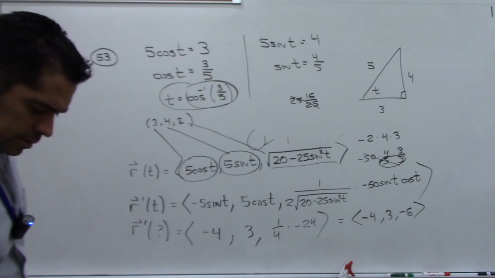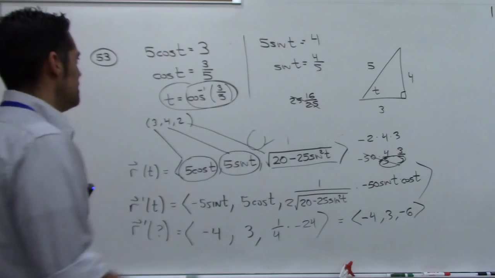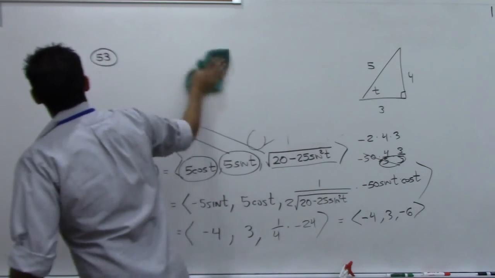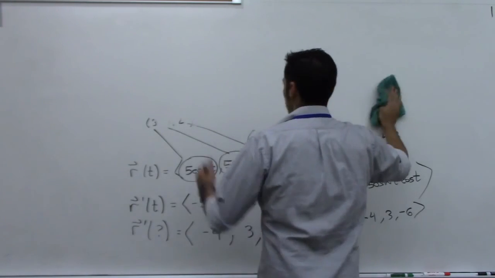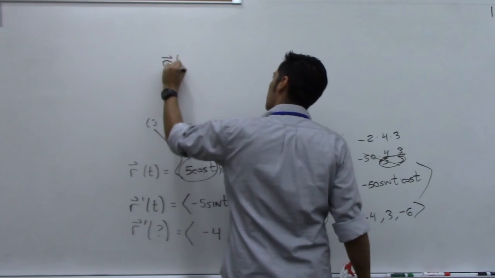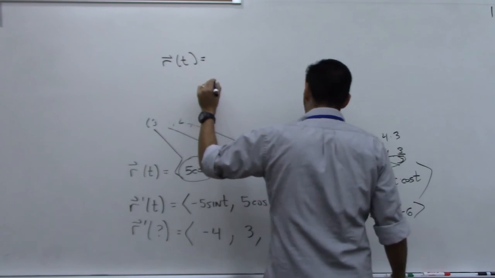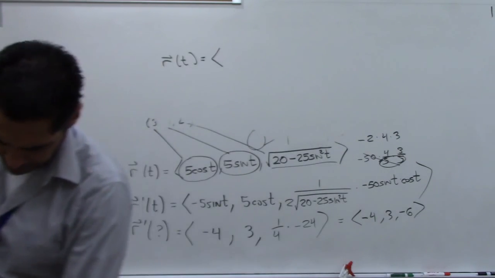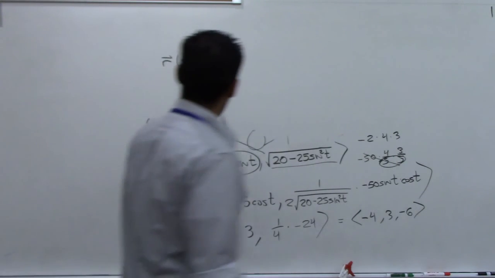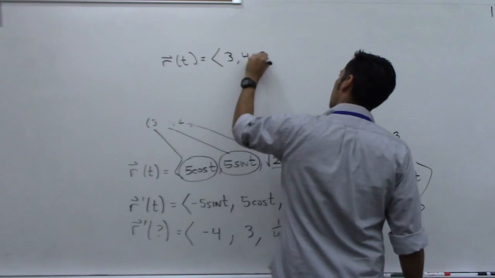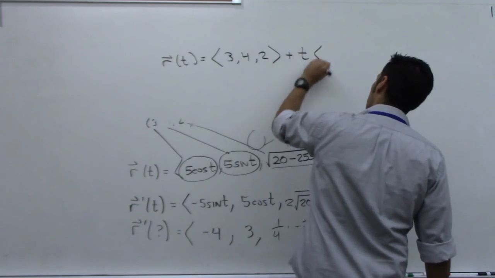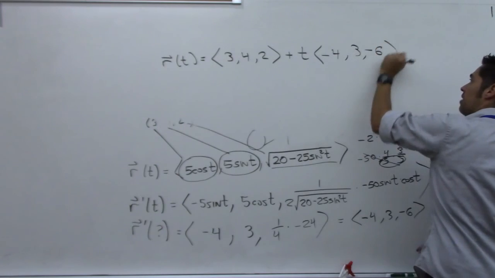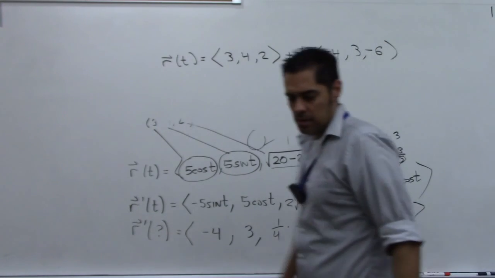Yes. All right, so now I'm ready for the equation of the line. This is nuts. So the equation of my line, which I'm gonna call r(t), was the point turned into a vector, 3, 4, 2, plus t times my direction vector, which was negative 4, 3, negative 6. And I think we've done this enough. Put those together. You're good.